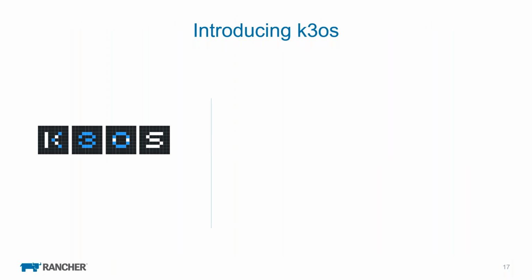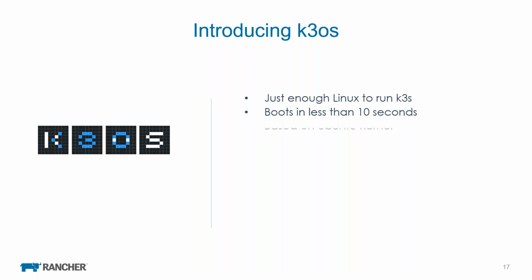So k3OS hits a couple of really key bullets. It is just enough Linux to run K3S. It's a very small footprint operating system. Darren will get into the details there. That means it can boot incredibly quickly. We can boot these up in seconds and easily have them join an existing cluster or create a new cluster. We base the whole thing on the Ubuntu kernel, so all of the drivers and everything that are in Ubuntu will work. It solves a lot of the hardware challenges.